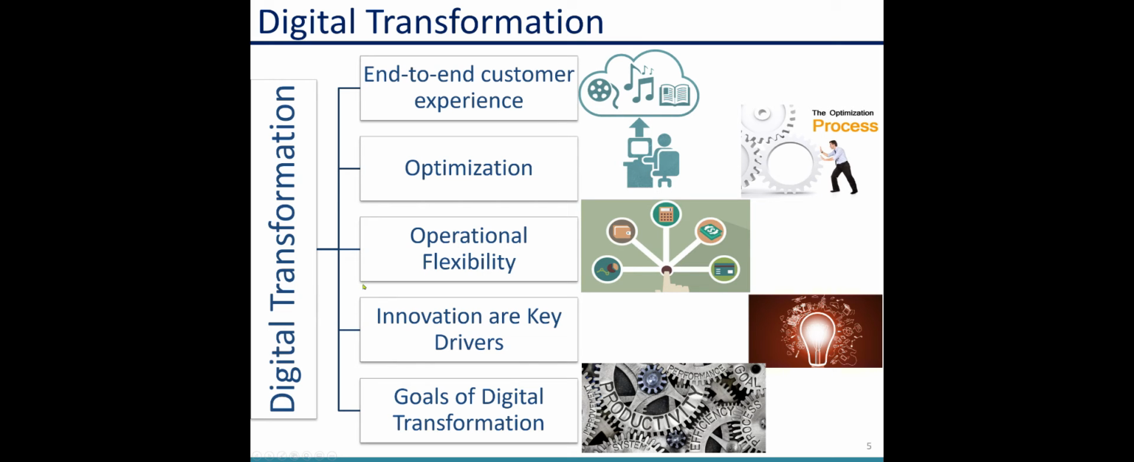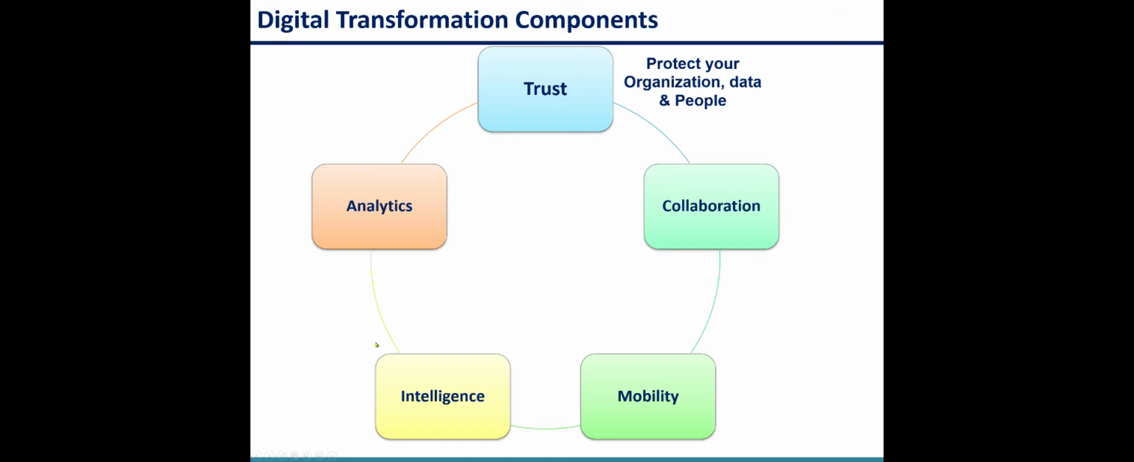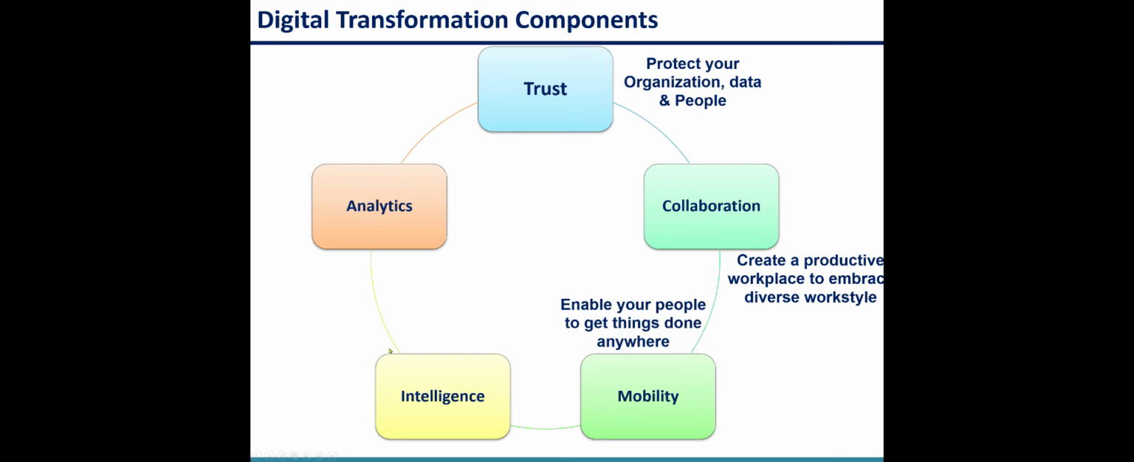Digital transformation components: what do they provide? They provide trust that protects organizational data and people's data. Organization, people, data, all information we can trust, that whatever we are accessing and seeing is trusted information and trusted data. Collaboration creates a productive workplace that embraces diverse work styles. Mobility enables people to get things done anywhere, anyhow.